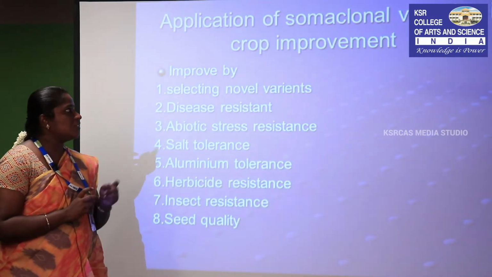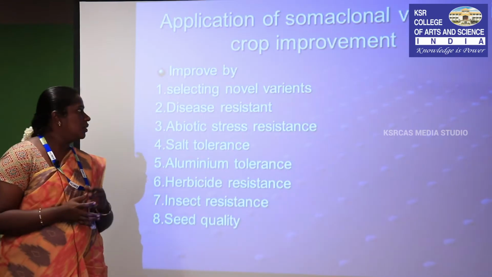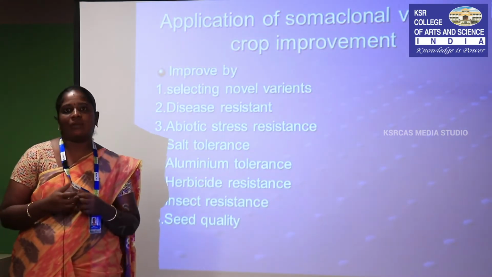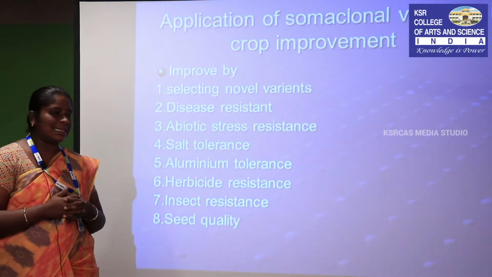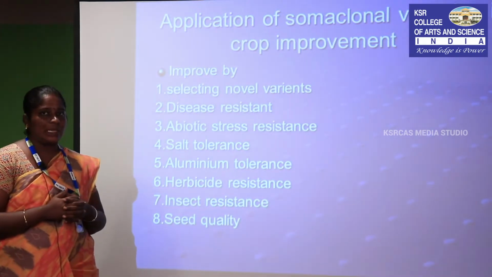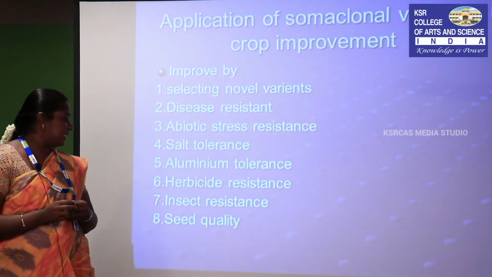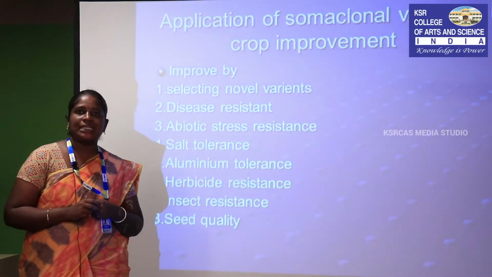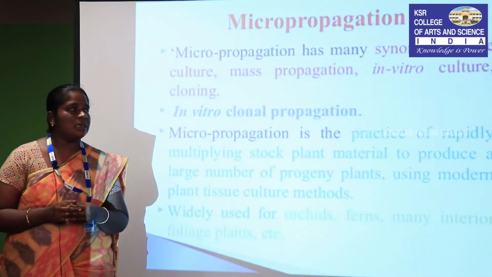Next, applications of somaclonal variation in crop improvement. Many applications are involved in somaclonal variation. First, we have to select novel variants. Then disease resistance, abiotic stress resistance, salt tolerance, aluminum tolerance, herbicide resistance, insect resistance, and seed quality. These are the main applications of somaclonal variation in PTC, plant tissue culture.